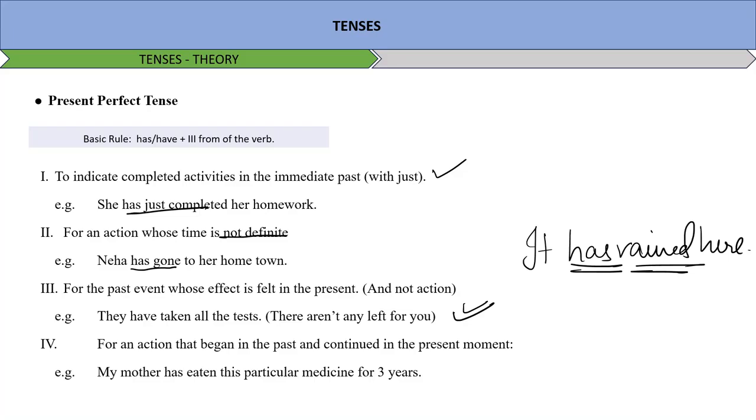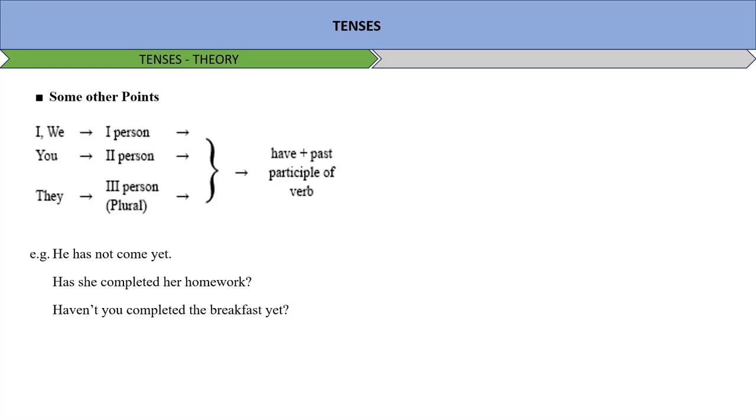Okay, some other points important to know: with first person singular and plural, second person singular and plural, and third person plural, have plus V3 is used. He has not come yet. Has she completed her homework? Haven't you completed the breakfast yet? So, we can use it that way.